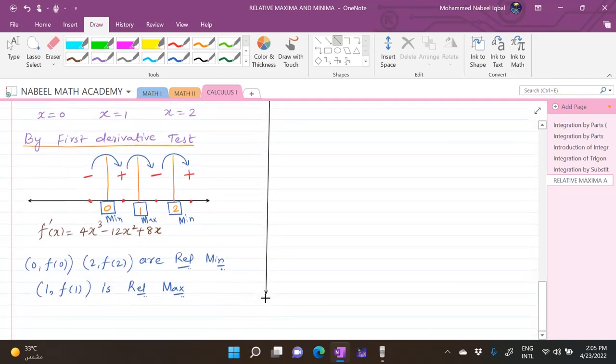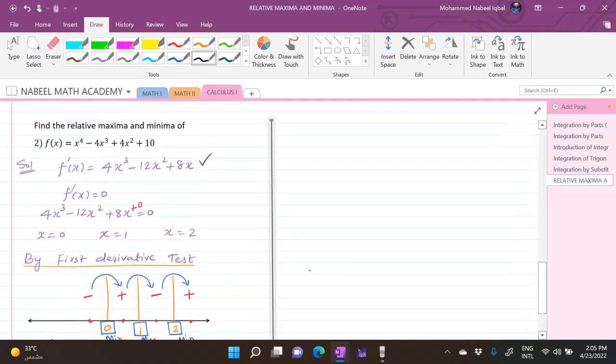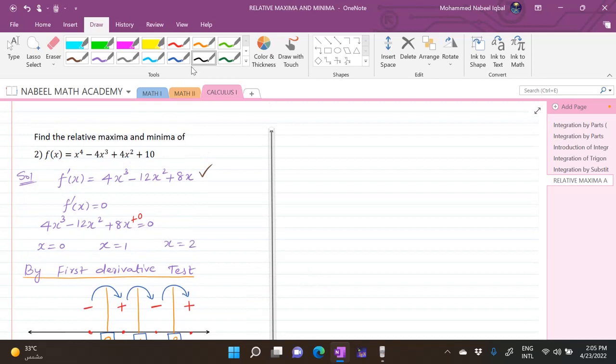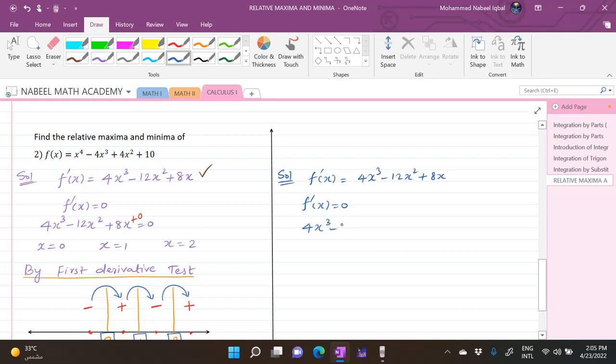So let us solve the problem using the second derivative test. We will have the same story up to this part. Up to the critical value, it is going to be the same, no change. You will have f prime of x, which is 4x power 3 minus 12x square plus 8x, and put f prime of x equals 0. Upon solving using the calculator, we find x equals 0, x equals 1, x equals 2.